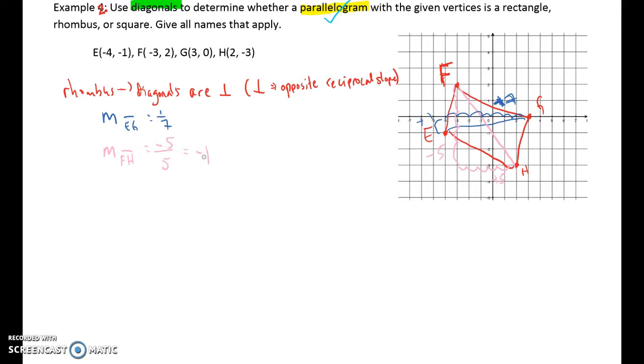So it's not a rhombus because I don't have perpendicular slopes. Okay, if I ended up with negative 7, that would have been great. That would have been a rhombus. But here, they're not opposite reciprocals, so no, not a rhombus. So now let's check for a rectangle.